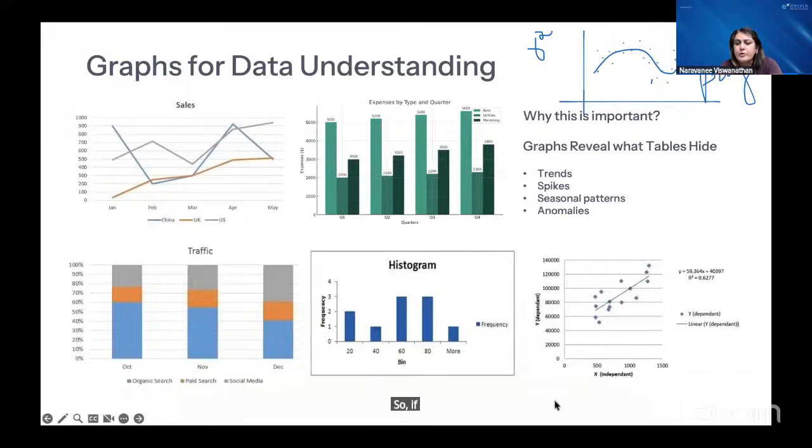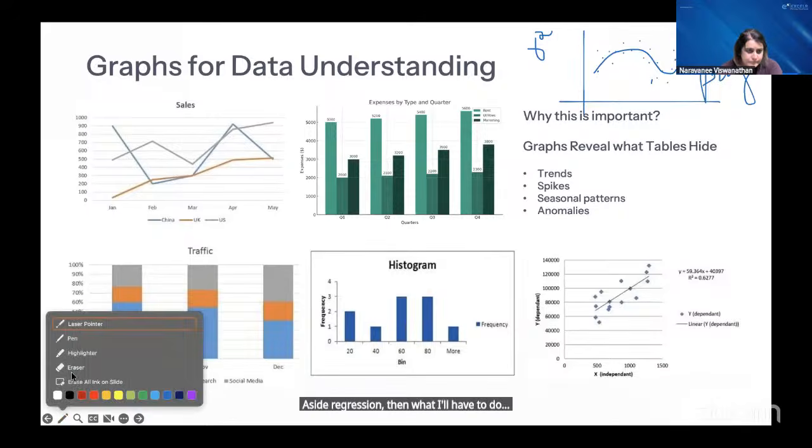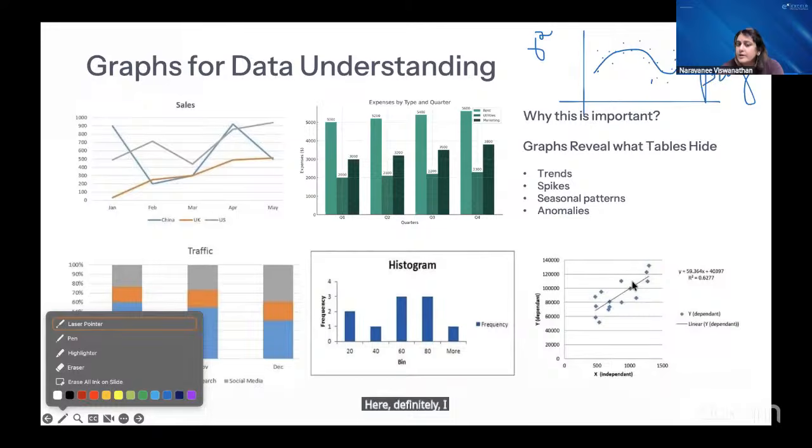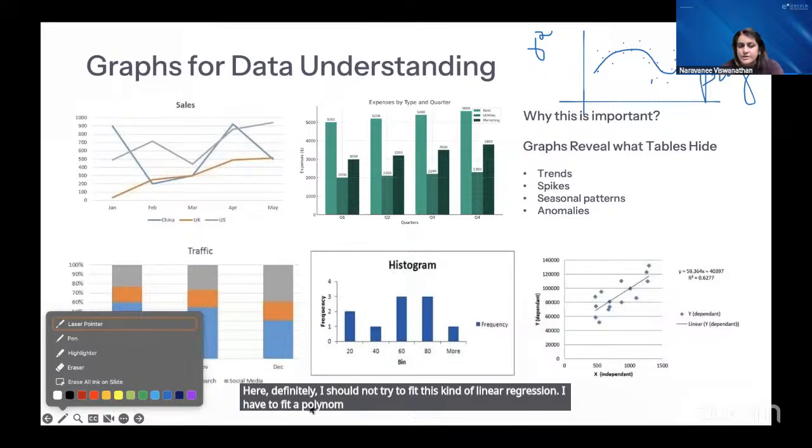So if I want to fit a line as a regression, then what will I have to do? I will have to draw a line using this correlation and see the shape of the line. Here, definitely, I should not try to fit this kind of linear regression. I have to fit a polynomial regression. Clear?